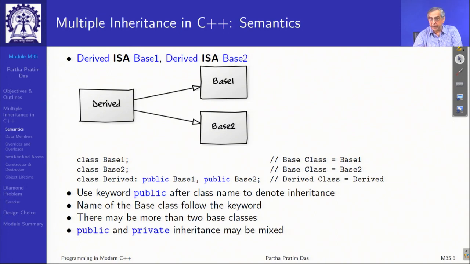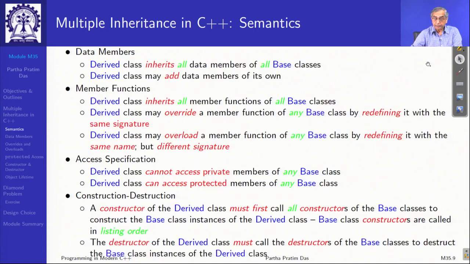They may be mixed in any way, but usually, as the inheritance always tells us, it is public inheritance. So, the basic rules, naturally, are extensions and in some cases modifications of the rules for single inheritance. What we have is that the derived class inherits all data members of all base classes, because there is more than one base class, and it can add its own. That part remains the same, quite obvious.